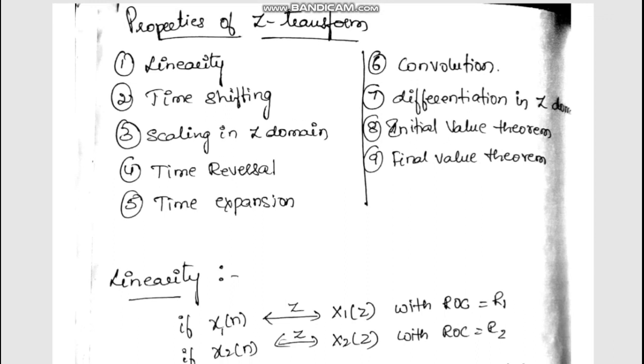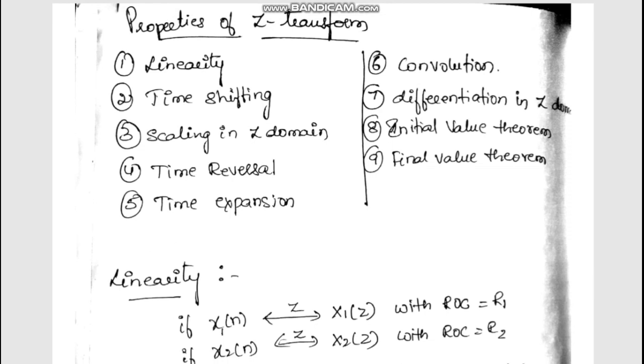Hi, today I'm going to explain about the properties of Z transform. There are 9 different types of properties such as linearity, time shifting, scaling in Z domain, time reversal, time expansion, convolution, differentiation in Z domain, initial value theorem, and final value theorem. So these are the 9 properties in Z transform.